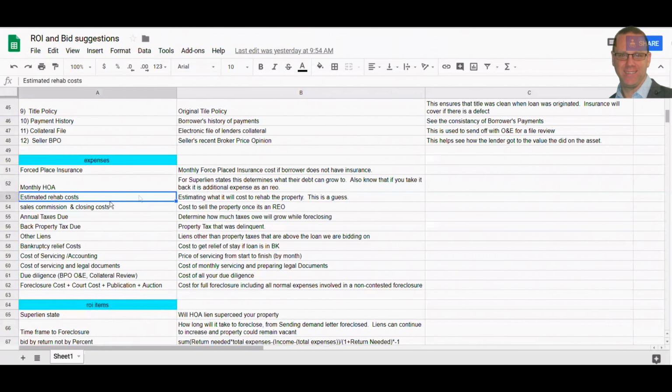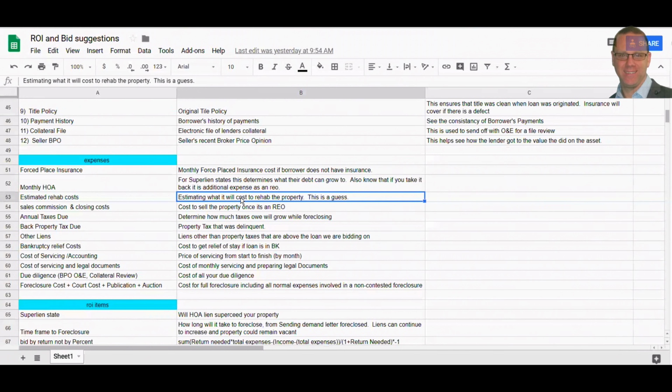Estimated rehab costs, simply what you think the rehab project would cost on that property to get to a sellable price.